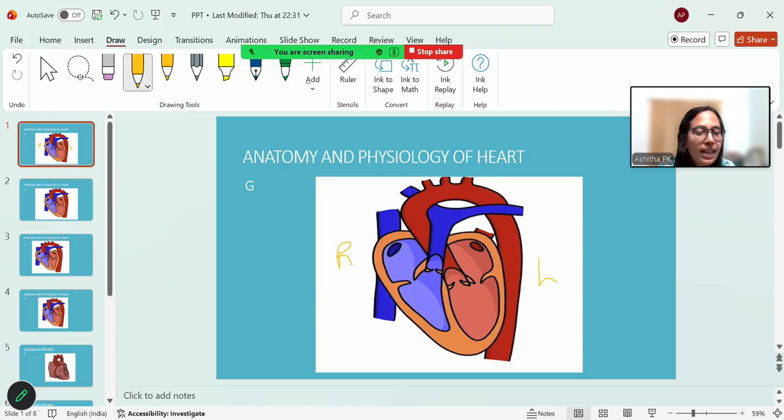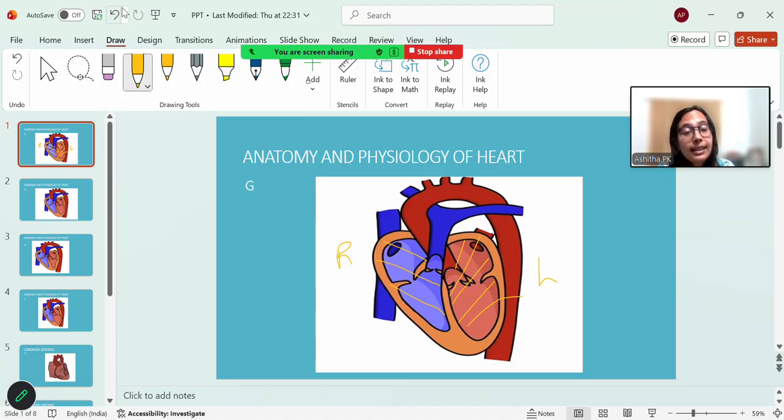Note that the left and right we are looking at are the left and right of the person. This is the left side of the heart, which means the left side of the person. And this is the right side of the heart.